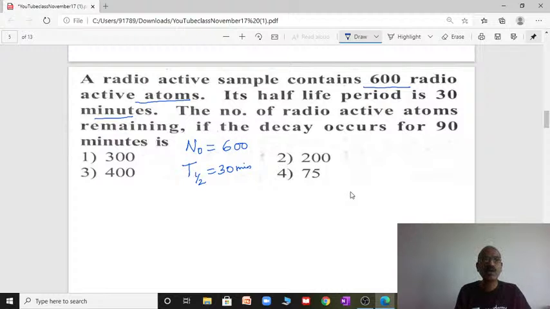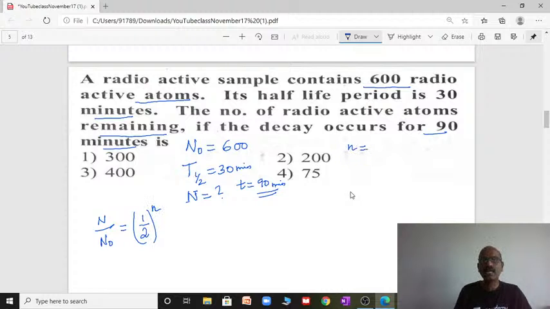Then the number of radioactive atoms remaining, if the decay occurs for 90 minutes. What is the number of radioactive atoms remaining, undecayed? N is the question. When t, the time period, is 90 minutes. We all know N by N naught equals 1 by 2 whole power n. Here small n equals small t by capital T, the half-life. From this, what is small t? 90 minutes.